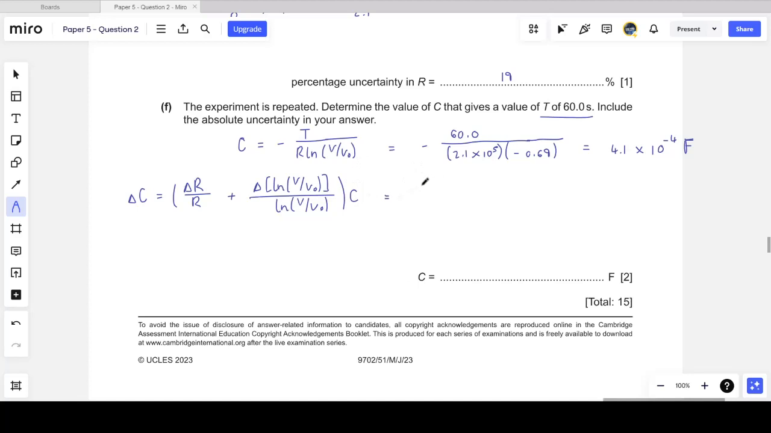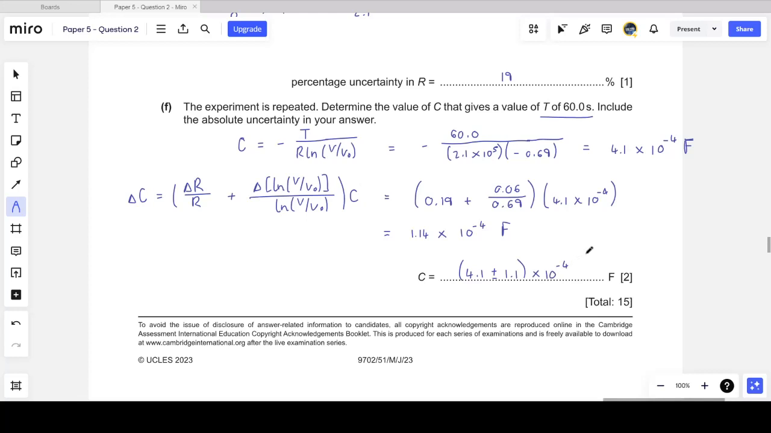And delta R by R is the fractional uncertainty in the resistance, which we already know is 19%. That's 0.19. Plus the fractional uncertainty in log of V over V naught. Again, 0.06 divided by 0.69. All of this multiplied by the value we calculated above, 4.1 times 10 to the minus 4 farads. And we get 1.14 times 10 to the minus 4 farads. So actually quite a significant variance in what the capacitance could be. So 4.1 plus or minus 1.1 times 10 to the minus 4 farads.